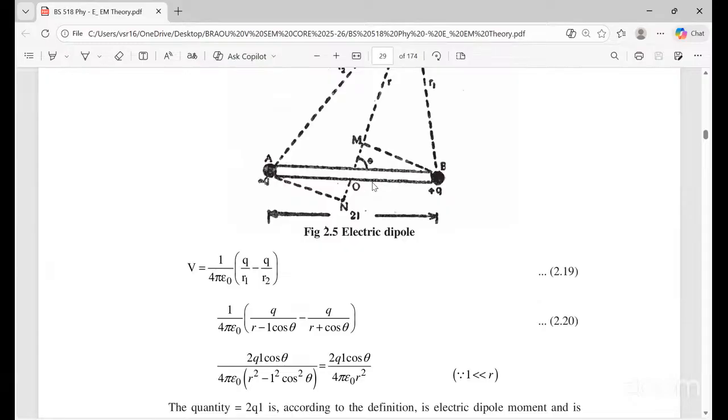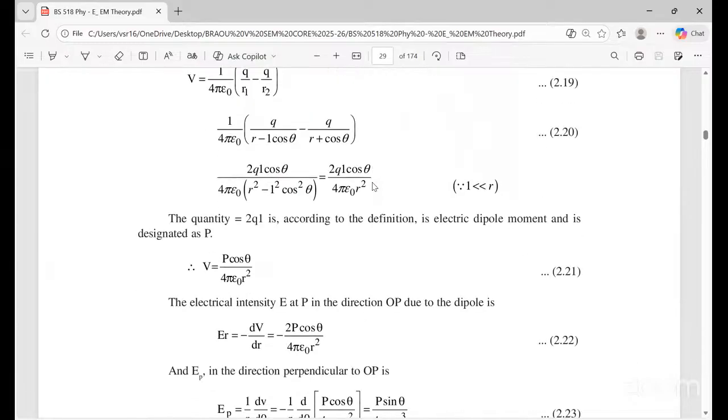So two right angle triangles are there, that is BOM as well as AON, which make an angle theta with the dipole axis. There itself you can easily calculate the V value: 2QL cos theta by 4 pi epsilon naught R square.